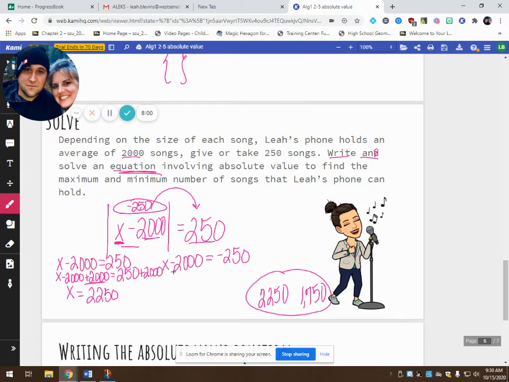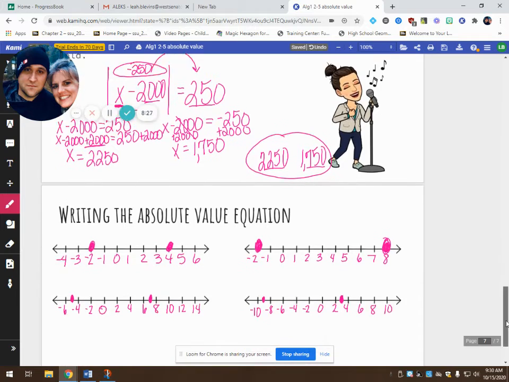Same thing over here. I'm just going to do it vertically because I'm running out of room. But if I add 2,000 to one side, I must add it to the other. So X equals 1,750 songs. So this proves that absolute values can help us find the solution to a problem. Maybe you end up with a problem that you don't know how to solve right off the bat. So we can write an absolute value equation to figure it out now that we know how.